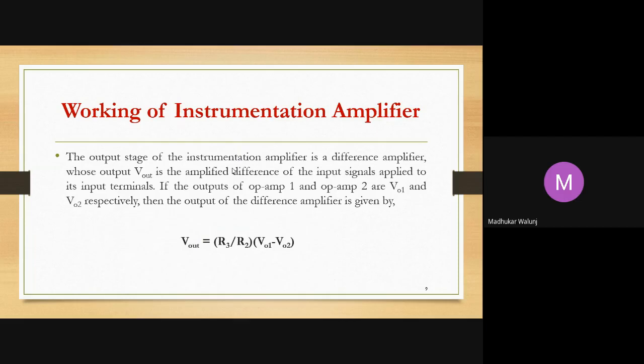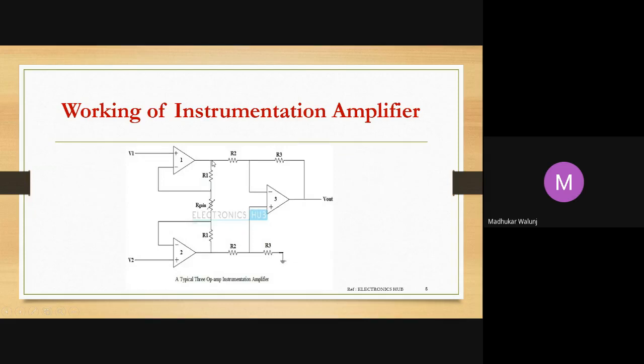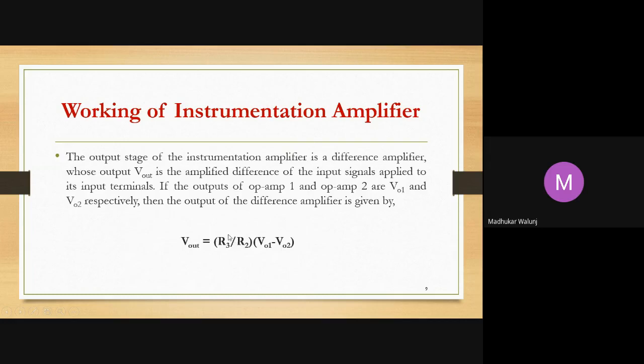So what is the output stage of an instrumentation amplifier? The instrumentation amplifier's output stage is nothing but VO1 minus VO2. VO1 is the first operational amplifier's output due to V1, and VO2 is the second operational amplifier's output due to V2, and we finally have R3 upon R2. This is the gain of the difference amplifier, inside bracket VO1 minus VO2. So we are going to find out what is VO1 and what is VO2.